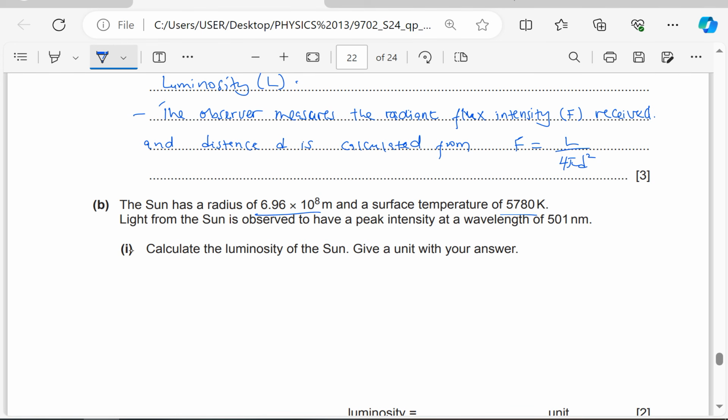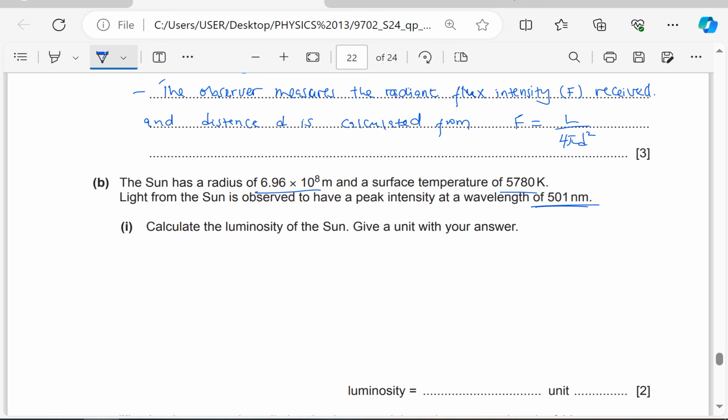The Sun has a radius of 6.96 times 10 to the power of 8 meters and a surface temperature of 5780 Kelvin. Light from the Sun is observed to have a peak intensity at a wavelength of 501 nanometers. Calculate the luminosity of the Sun, give a unit with your answer. So we know that the luminosity L is also equal to 4 pi times sigma times r squared times T to the power of 4.